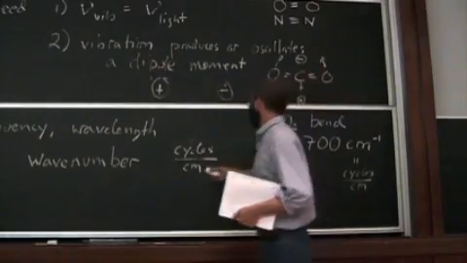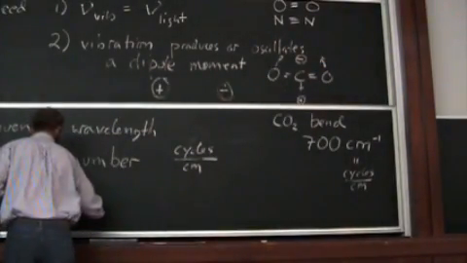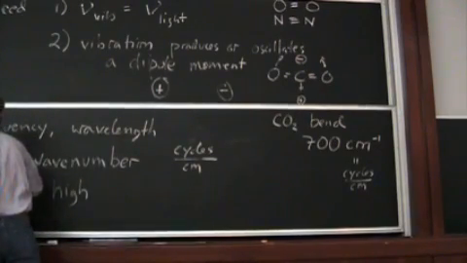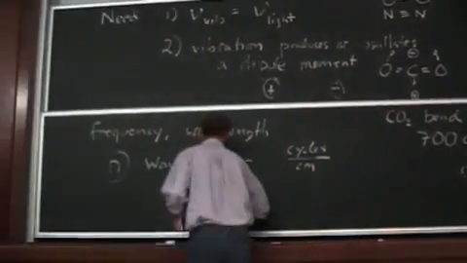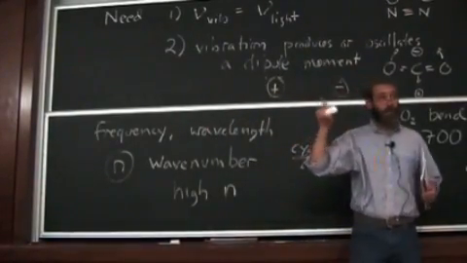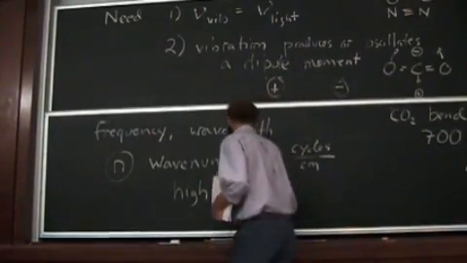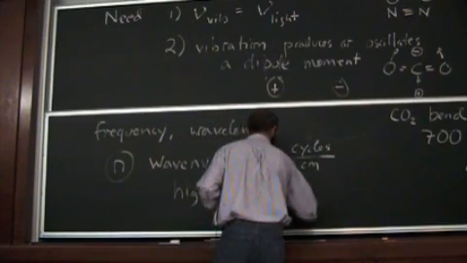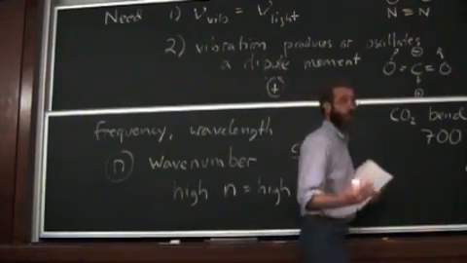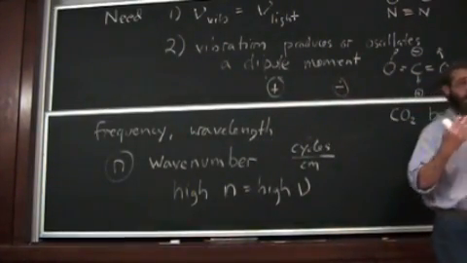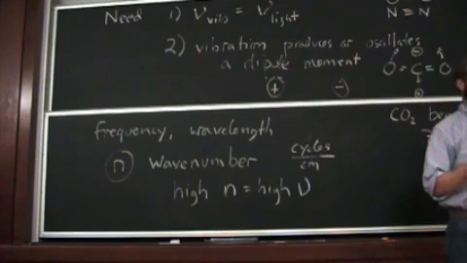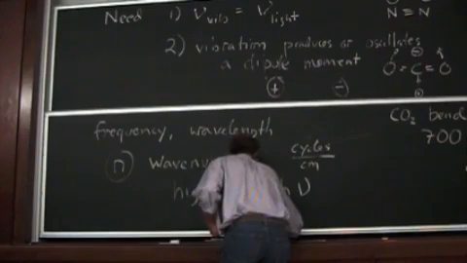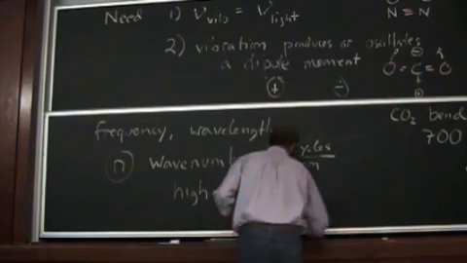A high wave number, this has a symbol N. A high wave number means lots of waves in a centimeter, and so that's equivalent to a high frequency, because if you have lots of waves and they're traveling at some speed, then that's lots of waves per second. And it's also a sort of short wavelength.